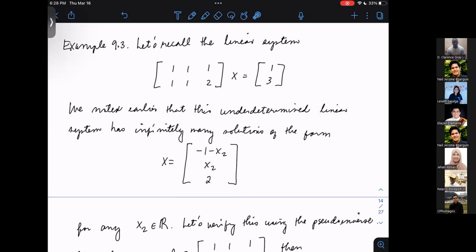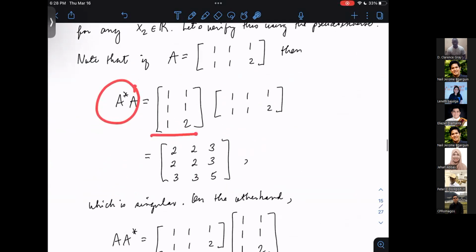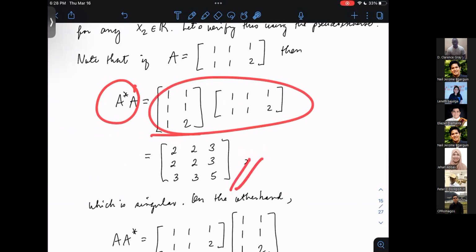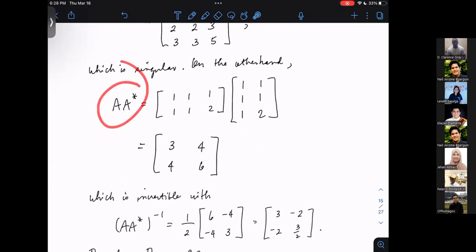So using this formula, you can generate all possible solutions to this underdetermined system. But let's see how the pseudo inverse can help us discover what these solutions are and what is the form for these solutions, right? So you start with the matrix A. Again, the first choice or the first attempt is to use theorem 9.2 in computing the pseudo inverse. So we're hoping that A conjugate transpose times A is invertible. So I compute this product, and I get this one, which is singular, which is quite sad for us because we need to try the other way around, looking at A A star. And it so happened that A A star is equal to the matrix [3, 4; 4, 6].